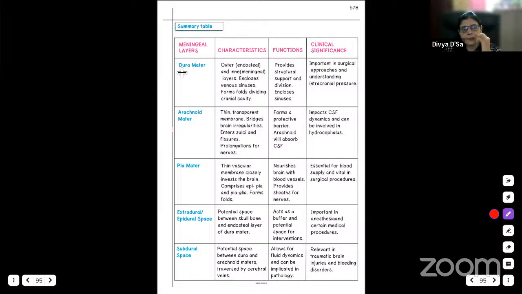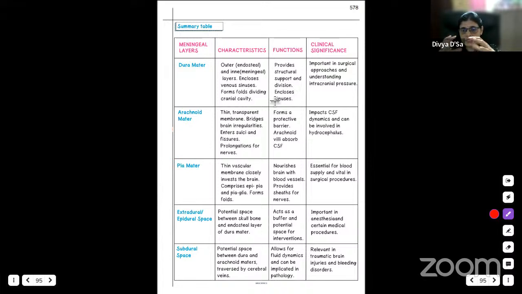So dura mater, outer endosteal, encloses the venous sinuses and forms the folds dividing the cranial cavity. Function: it provides structural support and forms the folds. Why do we have the dural folds within the cranial cavity? It could have been a single covering, but in the cranial cavity we have two hemispheres and the cerebellum, and there are three different foci in the cranial cavity, anterior, middle, and posterior, which are at different levels.